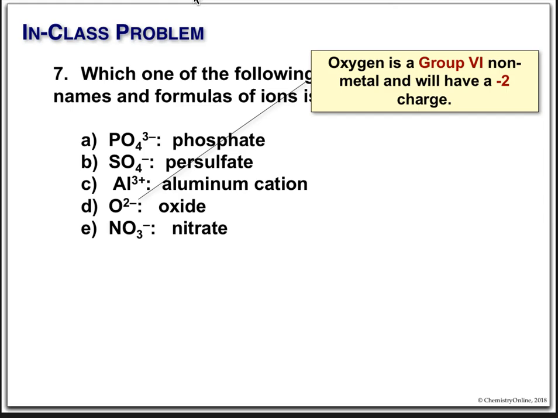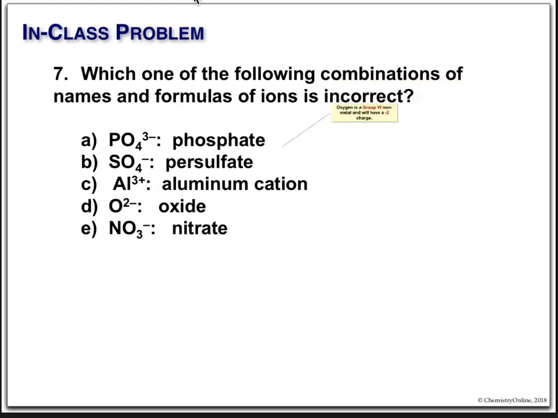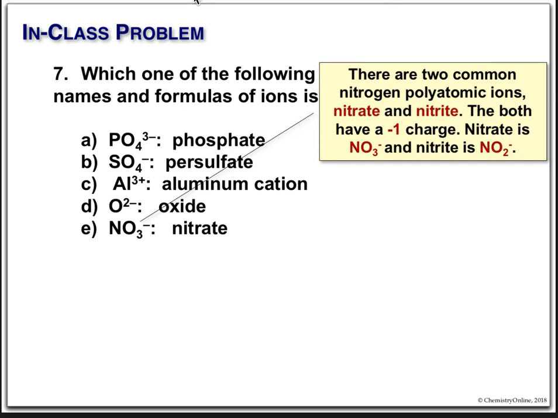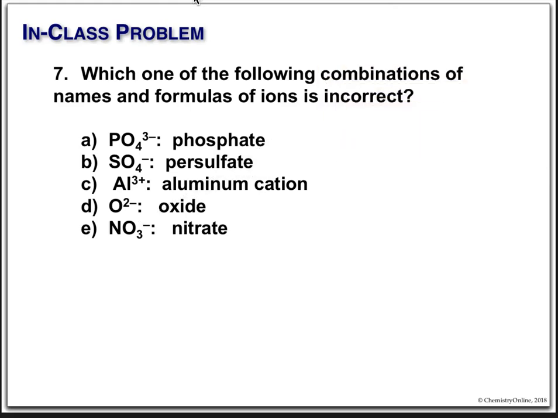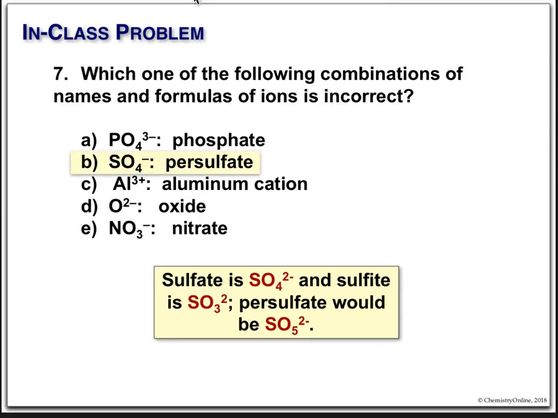For our nitrogen family, we have two major players, nitrite and nitrate. Nitrate is the parent, NO3. Nitrite is an O2-, and they both have a -1 charge. So this looks right. That means that B is, of course, incorrect. Sulfate, SO4 -2. Sulfite, take 1 away, same charge. But persulfate, we would add 1 with the same charge, SO5, not that. Any questions?